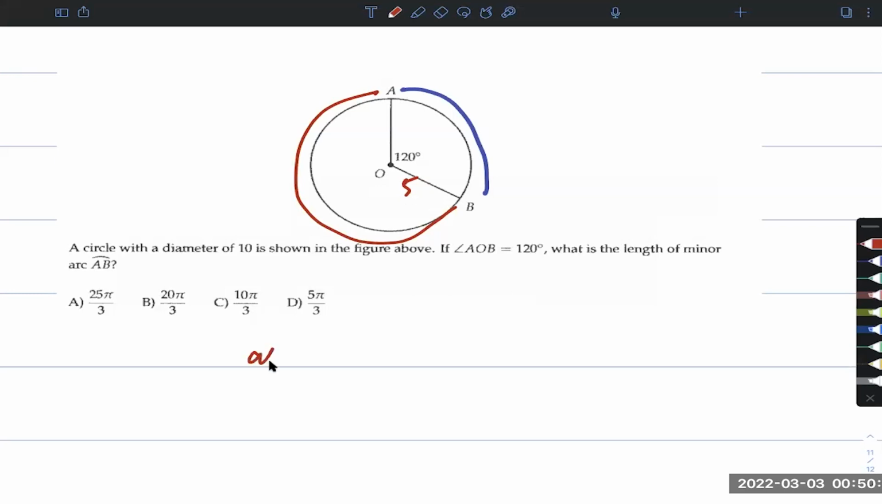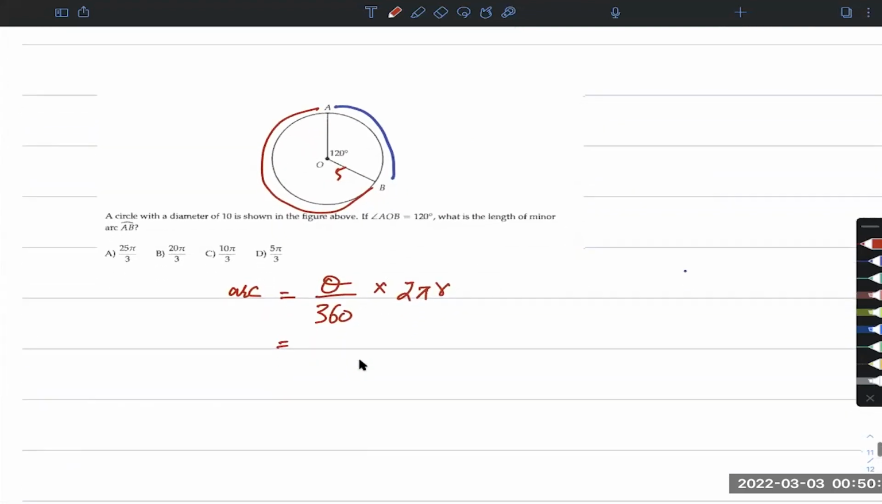Arc length is theta over 360 into 2 pi r. Now I know that this is in degrees, that's why I'm able to use this formula. If this was in radians, I would use the other formula, which is S equal to r theta. So this is going to be 120 degrees over 360 degrees into 2 pi into r.